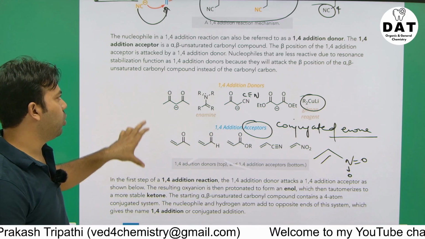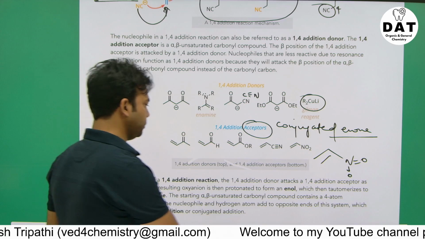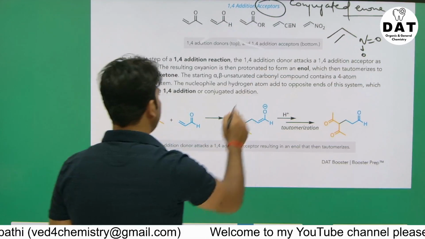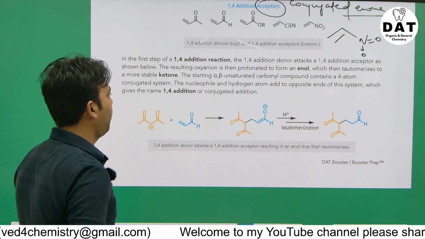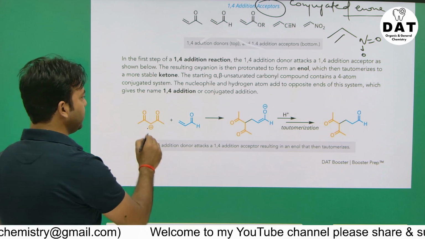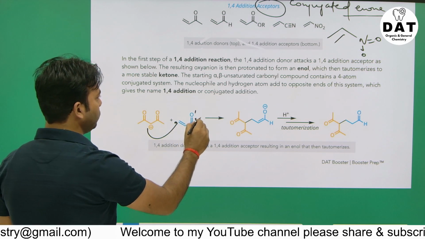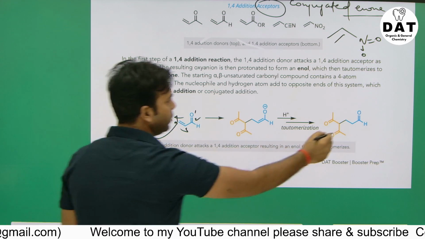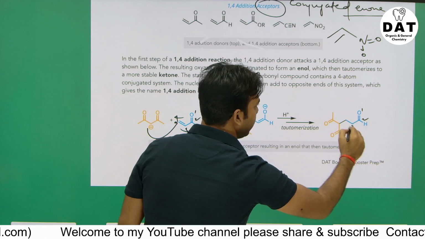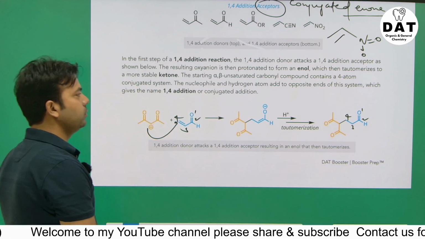So this is also called Michael addition. Okay. Simply we can attach this one here, just 1, 2, 3 and 4, and you can see 1, 2, 3 and 4. Simple. Clear?